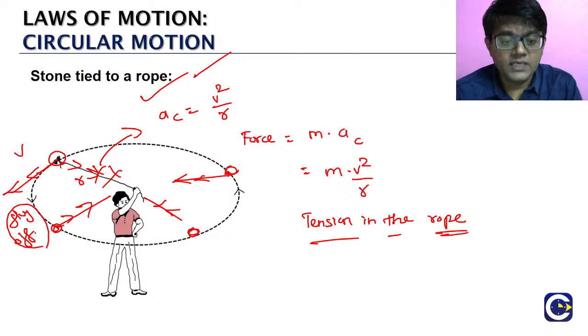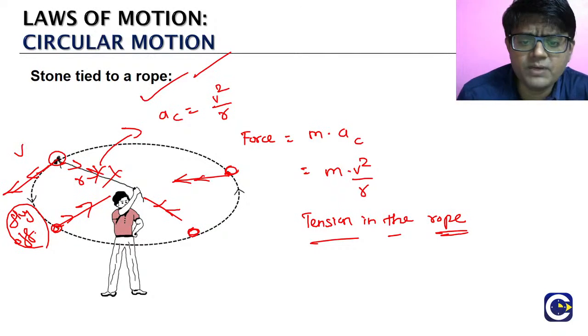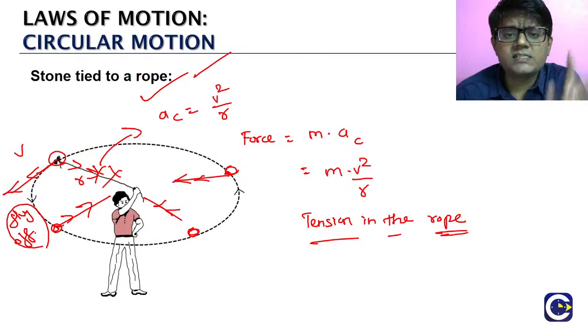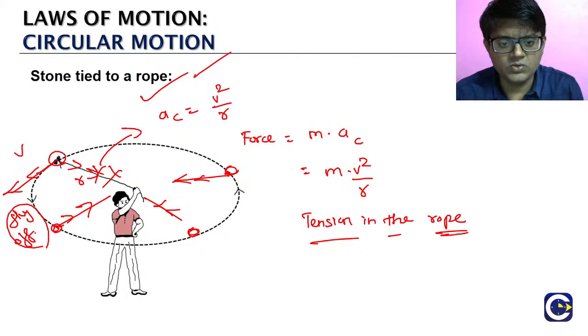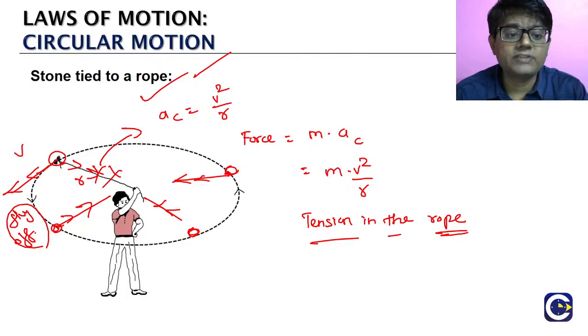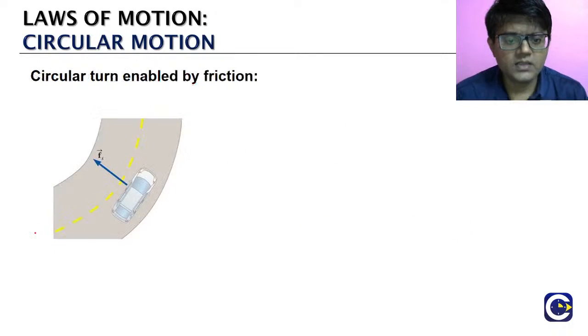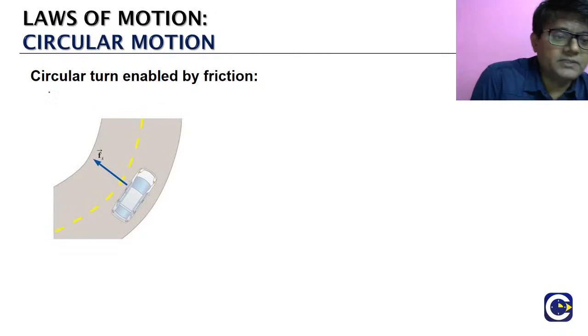Okay? Let us think that we are looking only at the horizontal circular motion of the stone. The vertical circular motion we will discuss in detail when we go to the work, energy and power chapter. So this is one example where the centripetal acceleration is provided by the tension force acting in the string, on the stone.